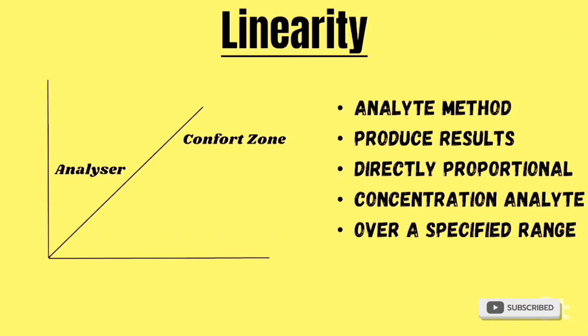So to define linearity, it is a method of measuring an analyte that helps to produce a specified result, which is then directly proportional to the concentration of that very analyte over a specified range. So the key words there are over a specified range. Therefore, anytime the result is outside that very specified range, it means that it has failed the linearity. I think that should be clear by now.